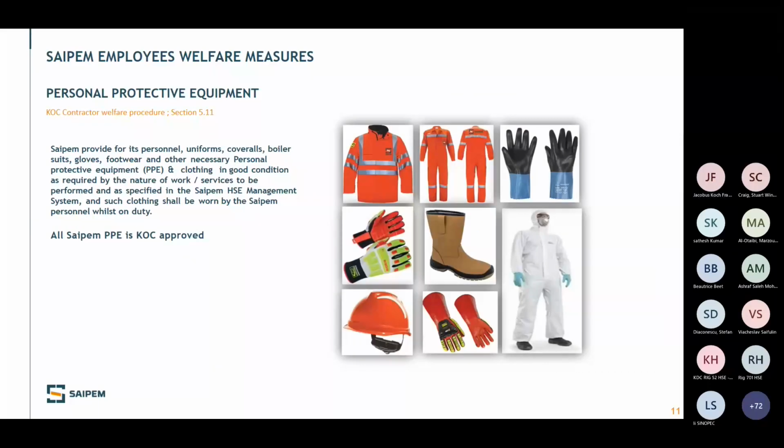PPE. SAIPAM provides for all its personnel uniforms, coveralls, boiler suits, gloves, footwear and other necessary personal protective equipment. Clothing in good condition is required by the nature of work, service to be performed, and as specified in the SAIPAM HSE management system. Such clothing shall be worn by the SAIPAM personnel whilst on duty. All SAIPAM PPE is KOC approved.